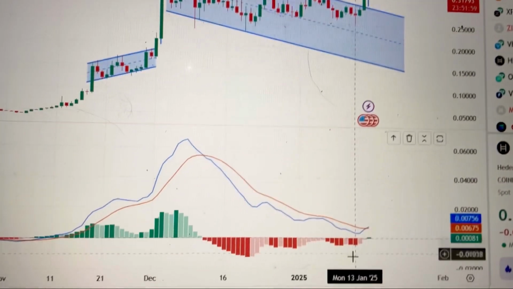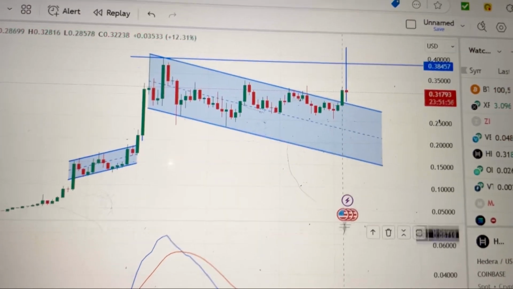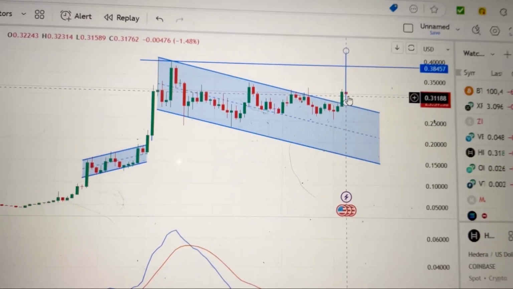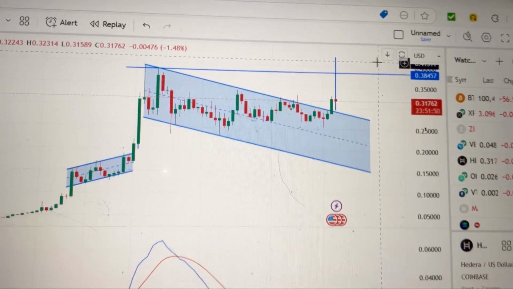But when people see this, it's like a self-fulfilling prophecy. Everybody else is going to buy. They're watching this because it's a buy signal. And that's just going to increase the price naturally. So there's a little TA for HBar.